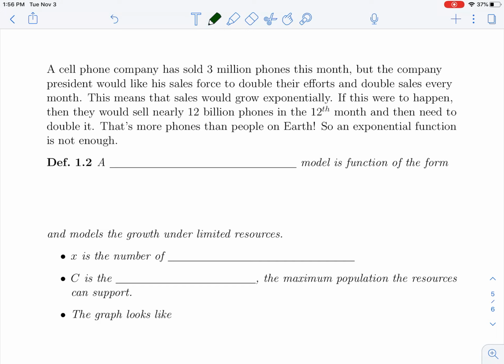So an exponential function's not enough, right? I can't sell, no one's going to buy 2 phones. I mean, you might.